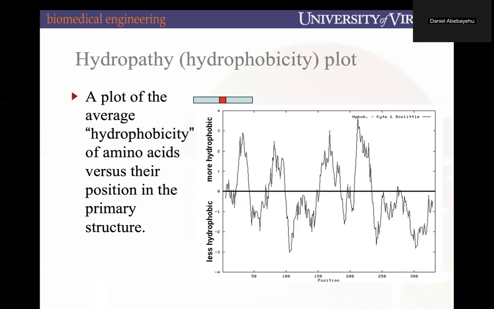And so taking a moment to see the number of peaks in the more hydrophobic region, how many times do you think this specific protein spans across the cell membrane? Four is correct. So there are four membrane spanning regions.